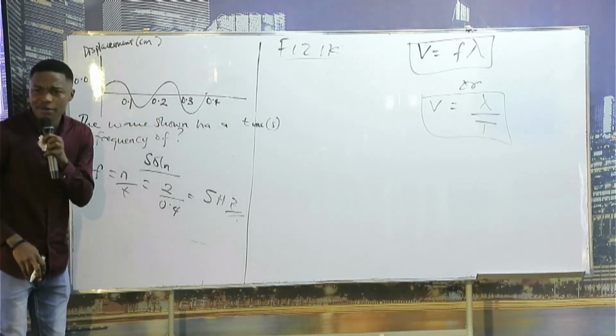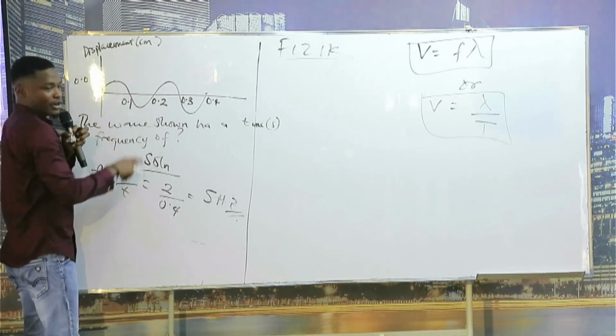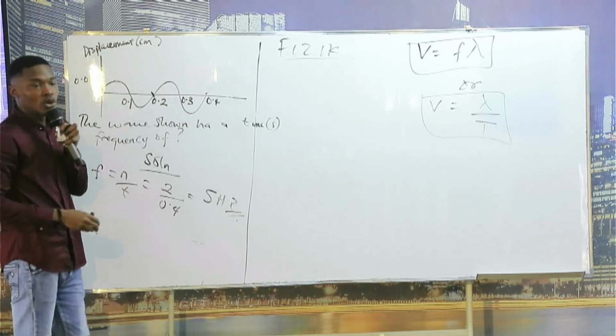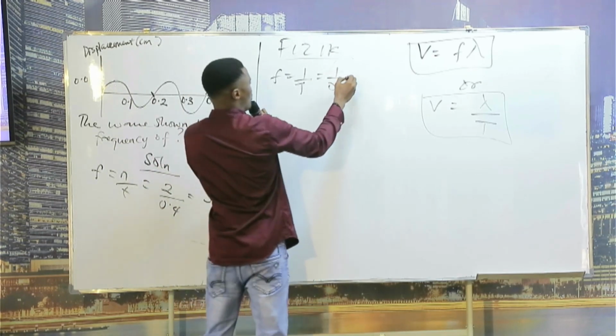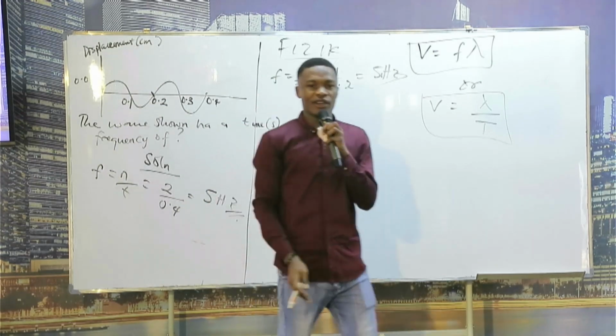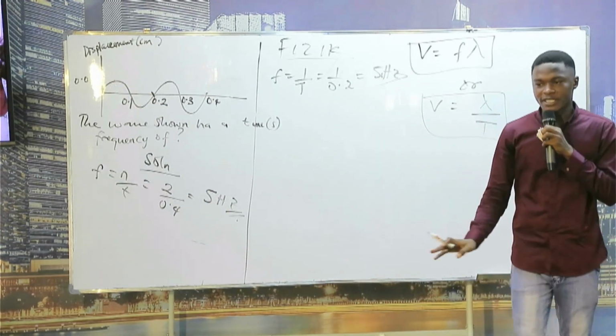Do we have another way of getting the same answer? There's another way. If you look at this, class, what is the period of the wave here? Is the period 0.2? And you know that frequency is 1 over big T. 1 over 0.2 will still give us 5 hertz. So anyhow you want to get it, the answer will still remain the same. Are you with me?